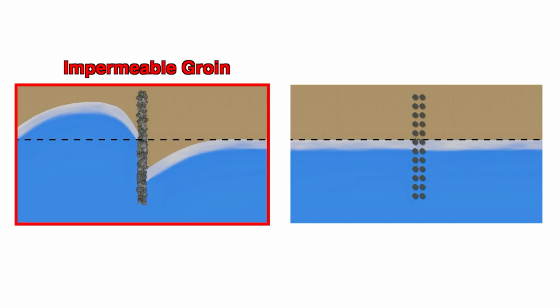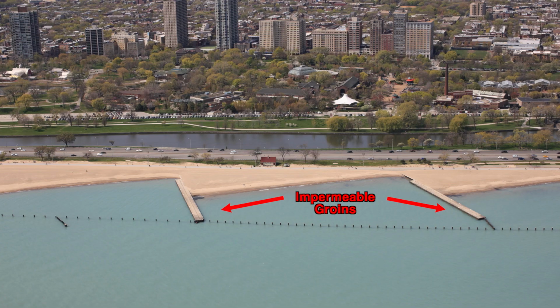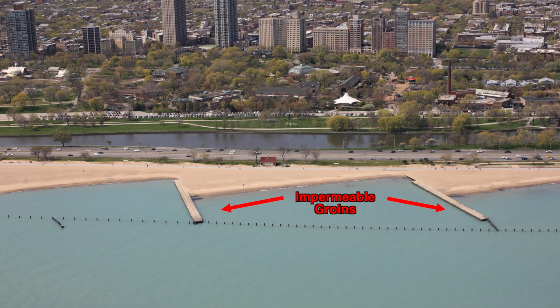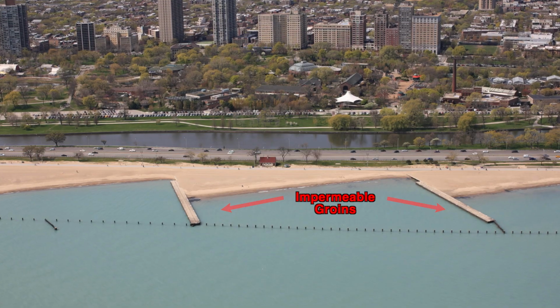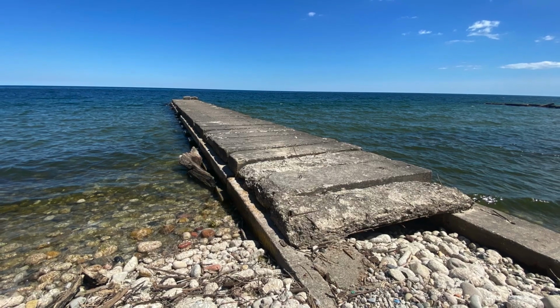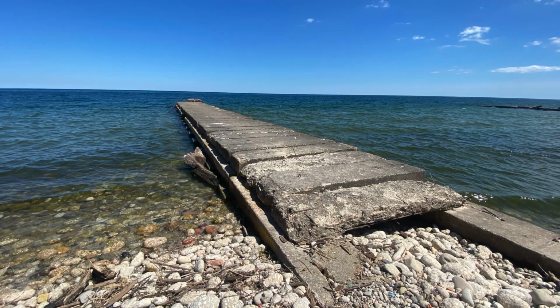Impermeable groins, or solid structures commonly made of concrete or steel, are designed to block sediment flow along the shore. This design is most commonly implemented to prevent beach loss in front of personal property, infrastructure, or tourist areas. Impermeable groins typically have the most pronounced physical impacts on the updrift and downdrift shorelines.